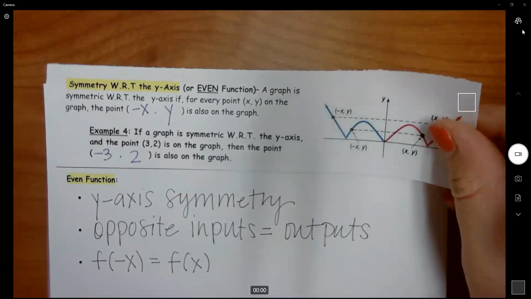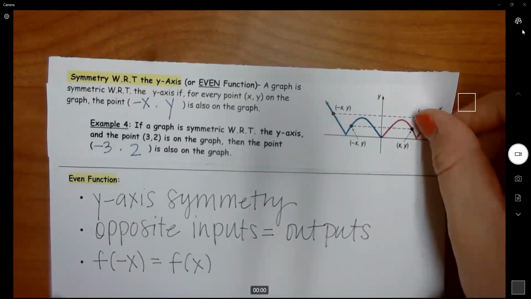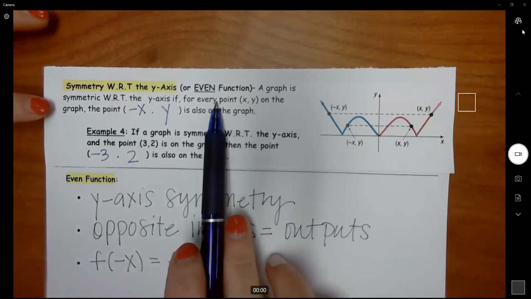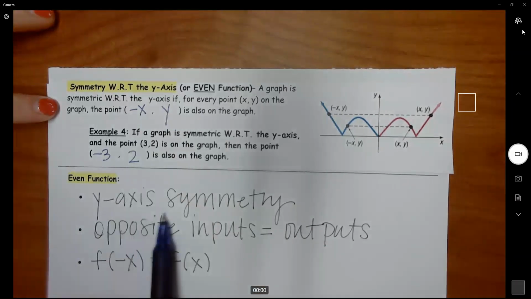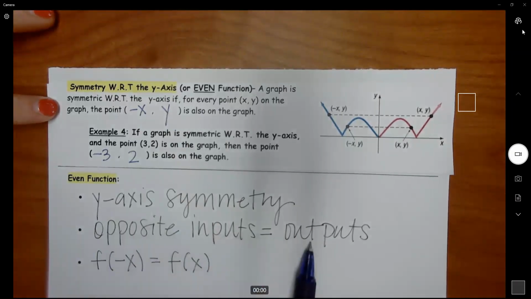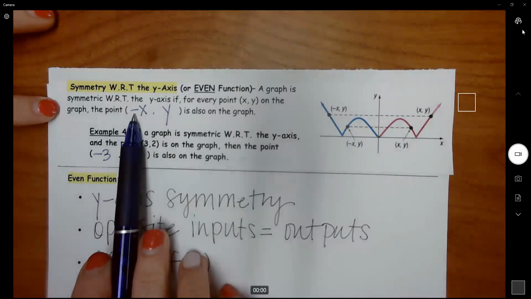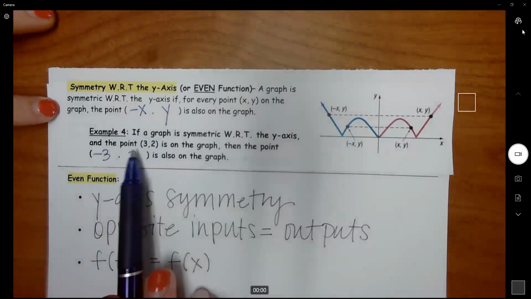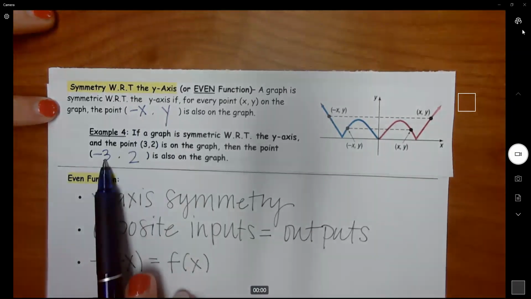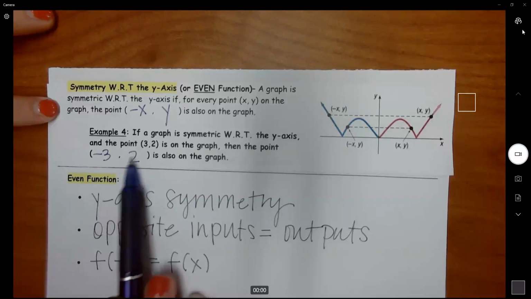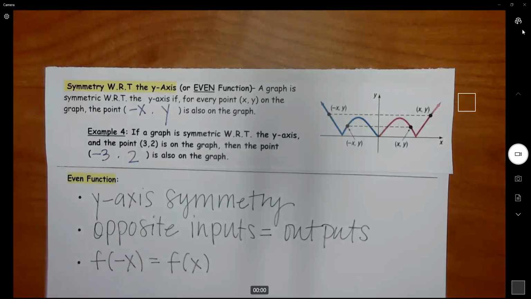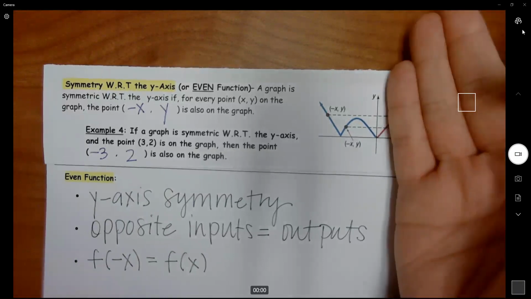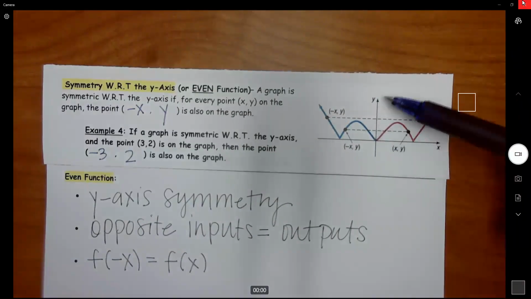So from last lesson, we had this. Your even functions are, again, with your y-axis symmetry, which is what we have here. And then we have opposite inputs equal your outputs. So when we put in negative x, we would still get a y back. If I had (3, -2) and I put in the opposite input of -3, we still got my same output back. And as a reminder, your y-axis symmetry means that it mirrors over, using that y-axis as a mirror.